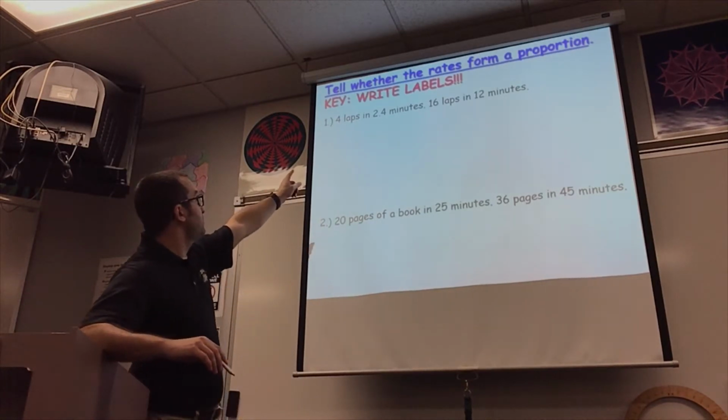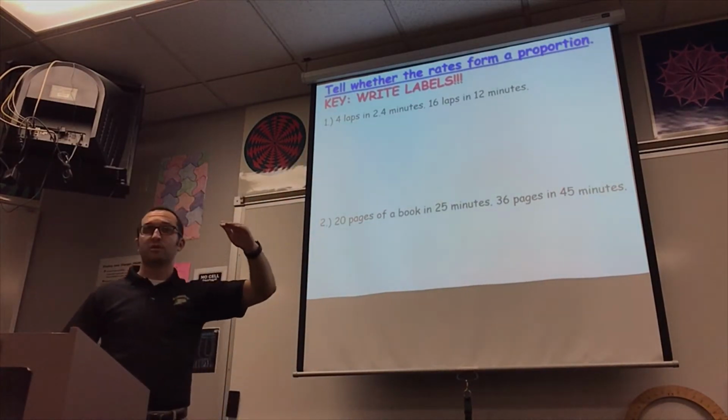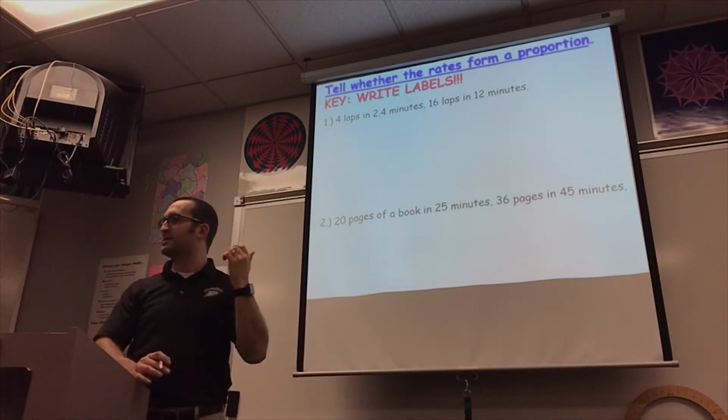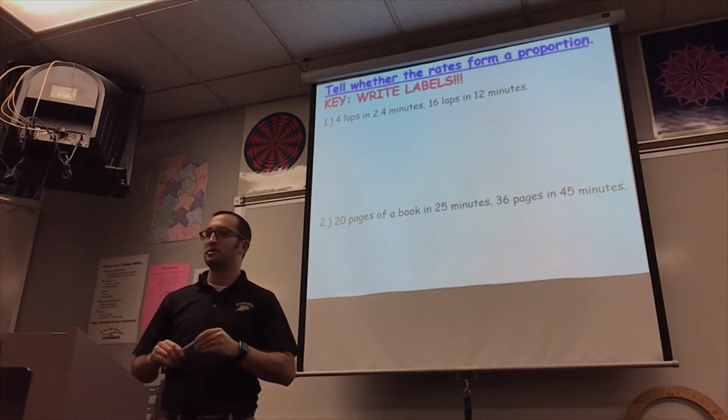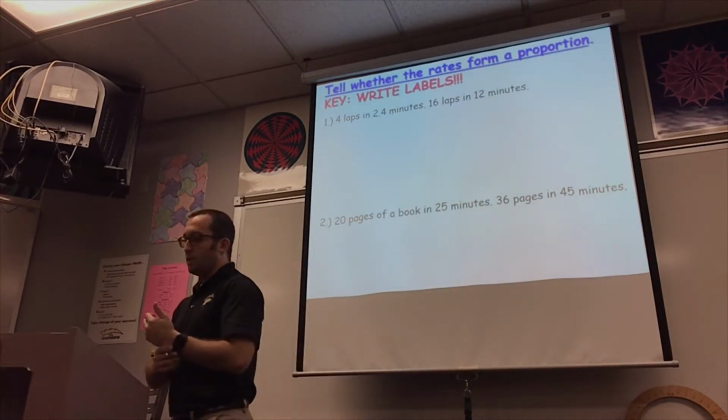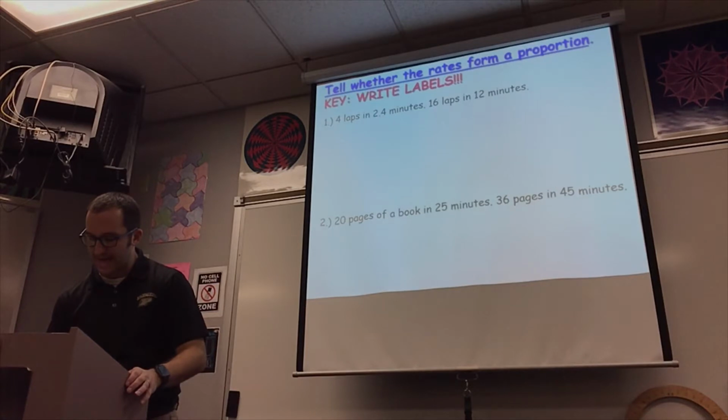You guys probably would have written this as 4 over 2.4 and 16 over 12. Right? When you first read this, is that what you wanted to do? 4 over 2.4 and 16 over 12? Well, I'm going to write this slightly differently. I'm going to write this as laps and time.